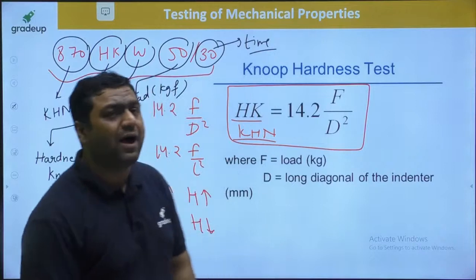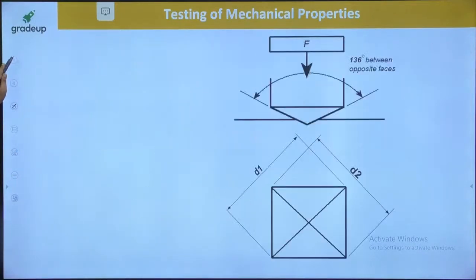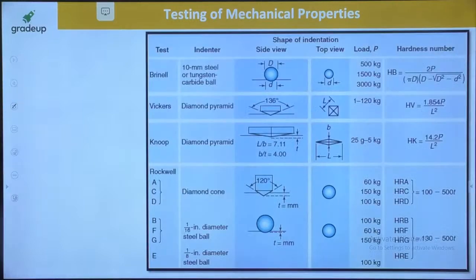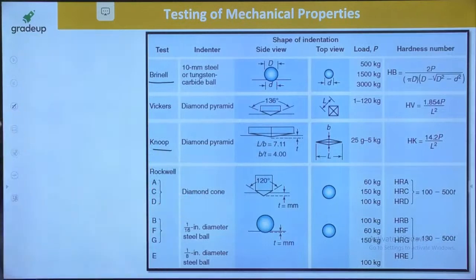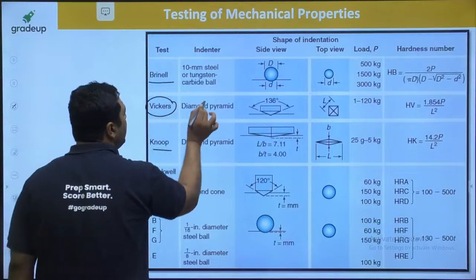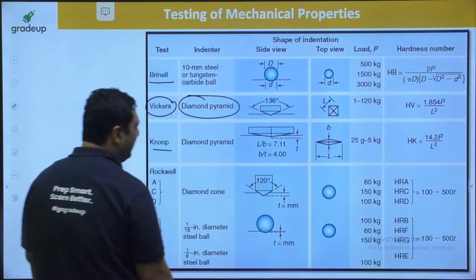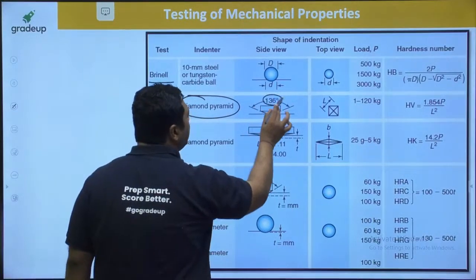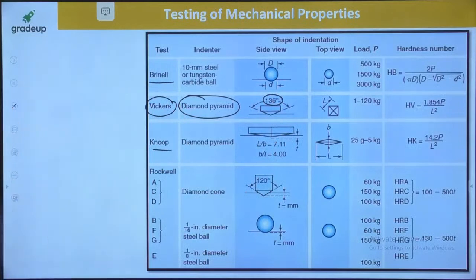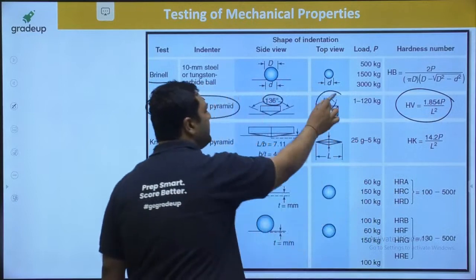My dear, this is the Knoop hardness test. Next, like we have seen Brinell and Knoop, for the Vickers test also we are using a similar diamond pyramid. The difference is that in Knoop the angle was 172 degree, here the angle is 136 degree. Here also the formula is 1.854 load by L square, where L is the longest diagonal.